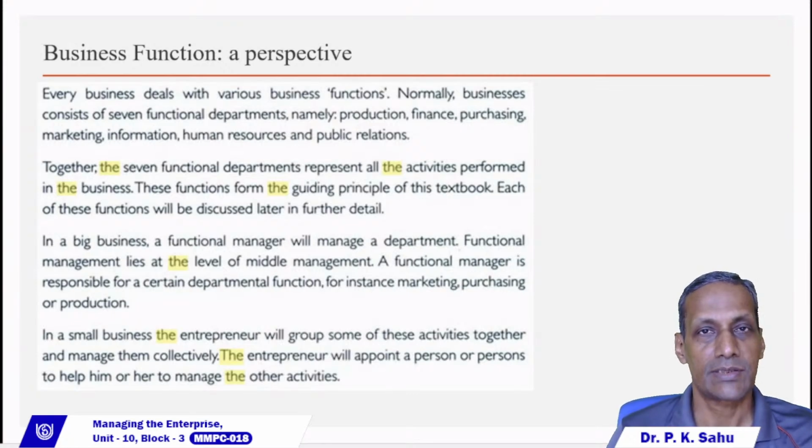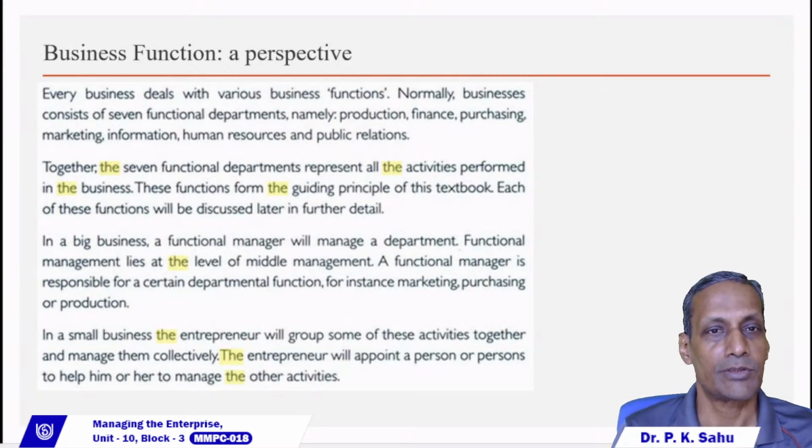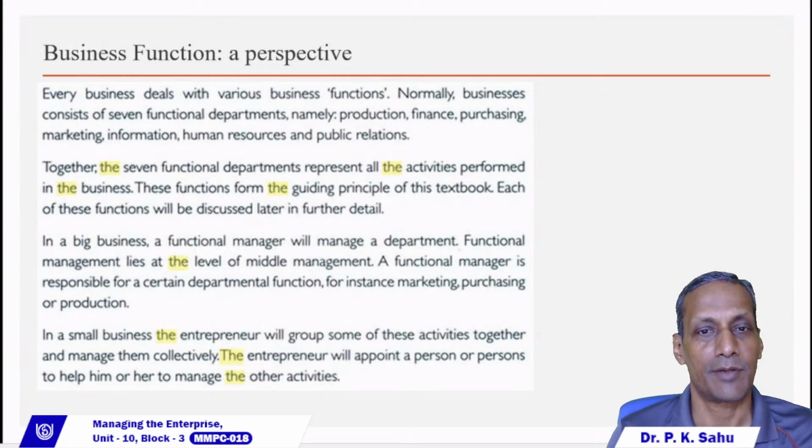In a big business, the functional manager will manage a department. Functional management lies at the level of middle management. A functional manager is responsible for certain departmental functions, for instance, marketing, purchasing, or production. In a small business, the entrepreneur will group some of these activities together and manage them collectively. The entrepreneur will appoint a person or persons to help him or her to manage the other activities.